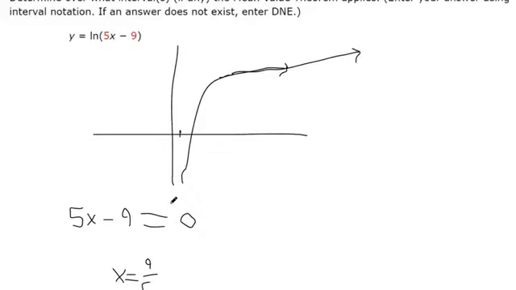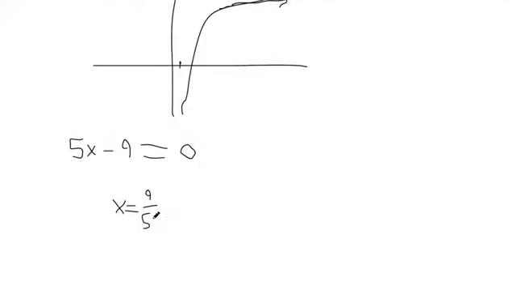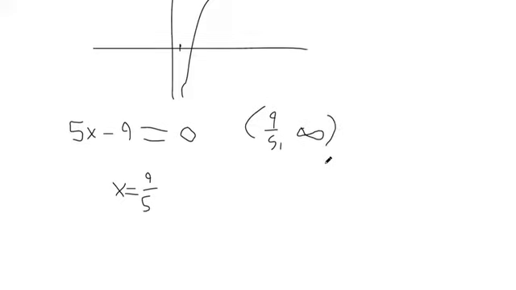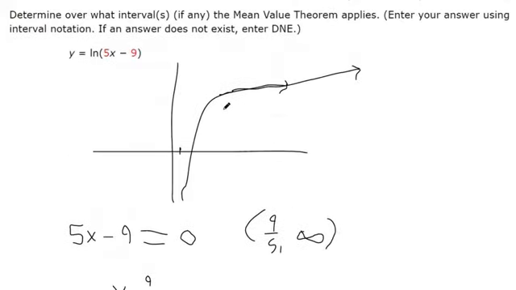So it's actually any point bigger than x equals 9 over 5 where it's continuous. If you were to graph that function, 9 over 5 is the vertical asymptote, and then the graph exists for x values going towards positive infinity. So that's where it's both continuous and differentiable, so therefore that's where the mean value theorem applies.